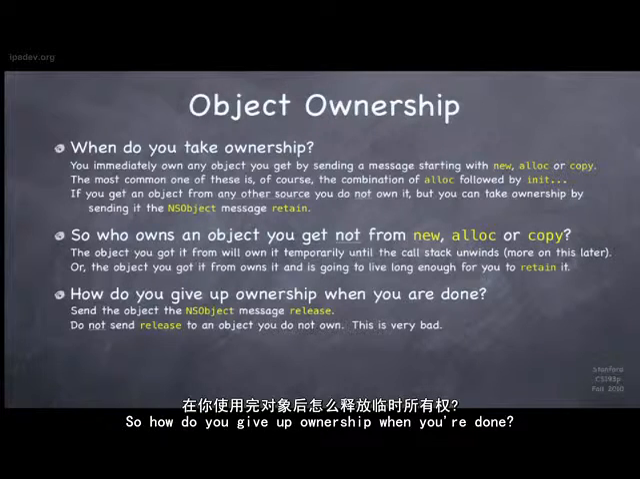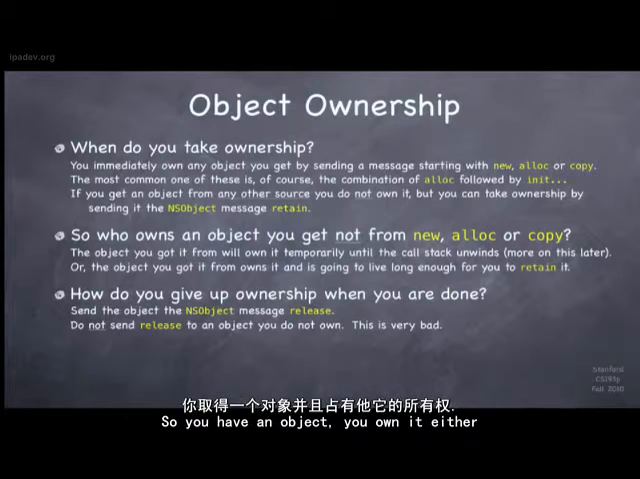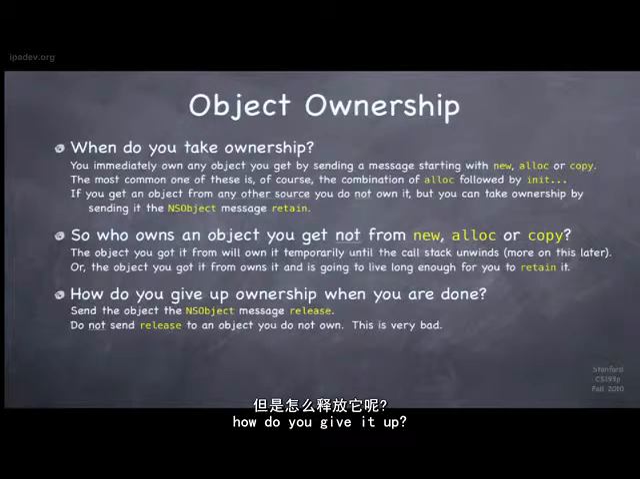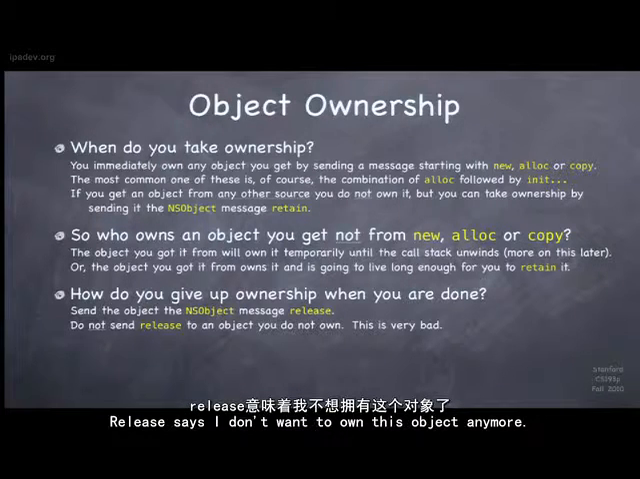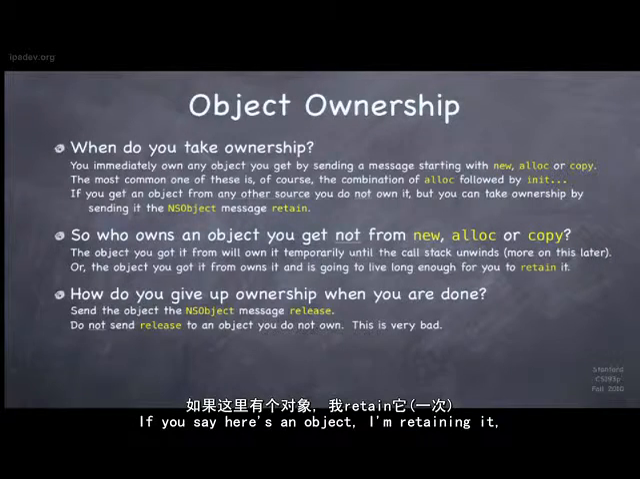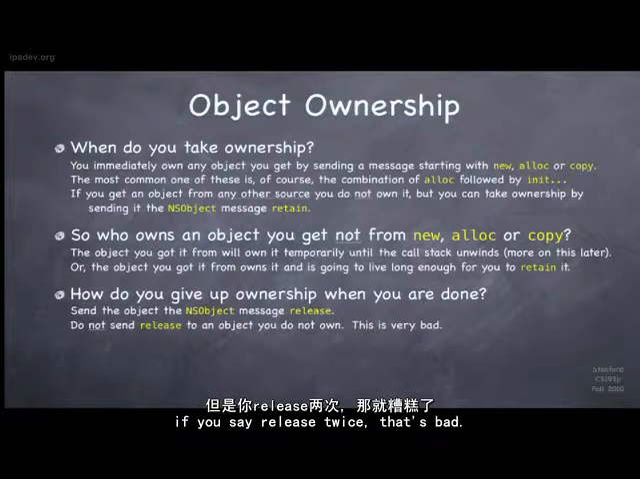So how do you give up ownership when you're done? So you have an object, you own it, either because of the magic 3 words or because you said retain. How do you give it up? Well, you send this message release. Release says, I don't want to own this object anymore. Now, you have to be careful. If you say, here's an object, I'm retaining it, if you say release twice, that's bad.